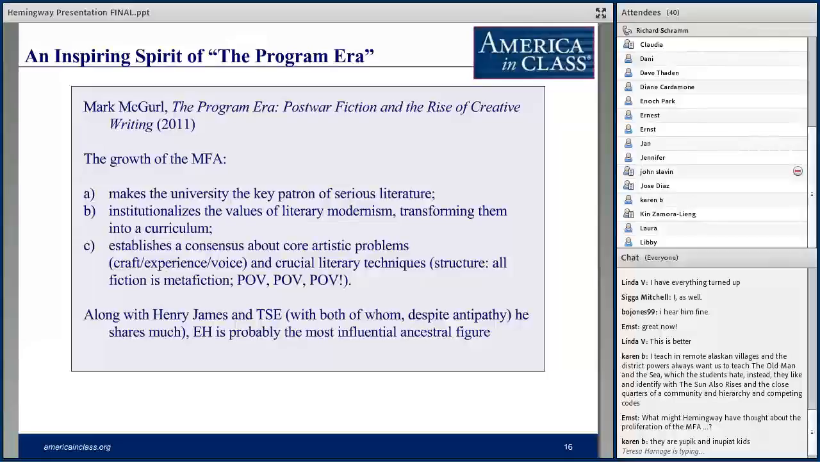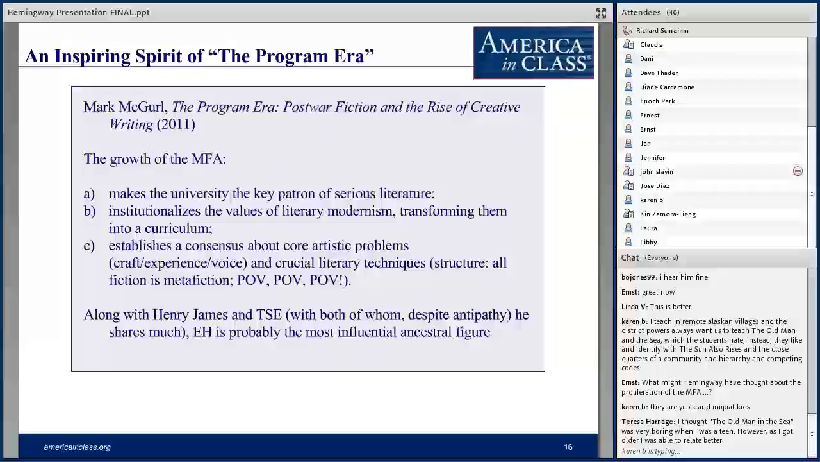Now, Karen, I've never been to Alaska. Are those towns near the coast? I mean, are you and your students involved with the sea? Karen is responding. Let's see what her answer is.